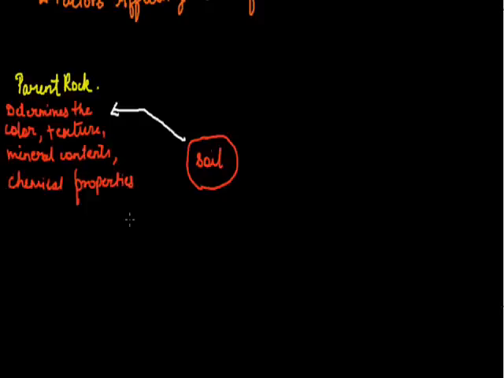The second factor that affects formation of soil is the relief. Relief here refers to the altitude, the height, the region, or the topography where the soil is found. If it is plain, plateau, or mountain areas, and then at what height we are talking about, all these relief features affect the quality or the type of the soil.